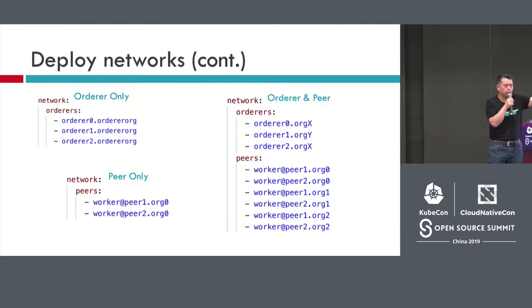They belong to different organizations, right? This just gives you an example that you can use Ansible agent to deploy a Fabric network, whatever way you want. Okay, it's very flexible.